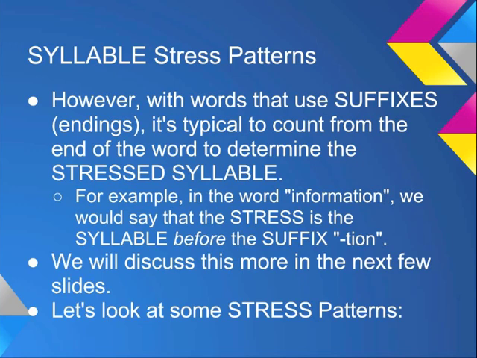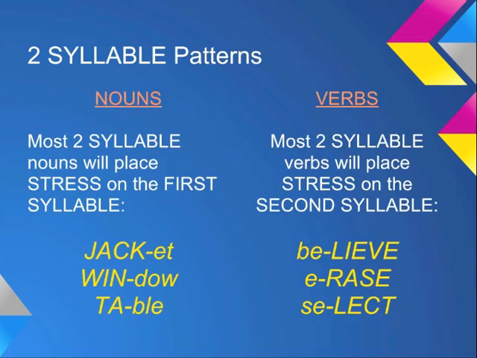Now let's look at some basic stress patterns. For example, with words of 2-syllable patterns, especially with nouns and verbs, both of these have somewhat predictable patterns of stress. For 2-syllable nouns, we generally place the stress on the first syllable. Jacket, window, table. With 2-syllable verbs, we will generally place stress on the second syllable. Believe, erase, select.